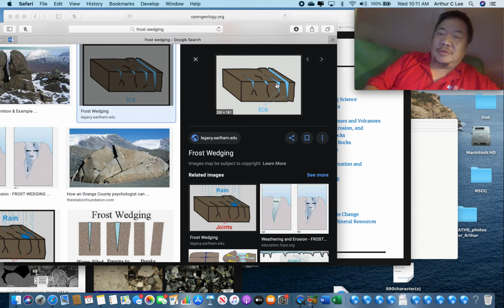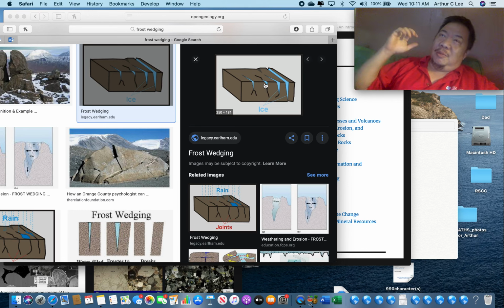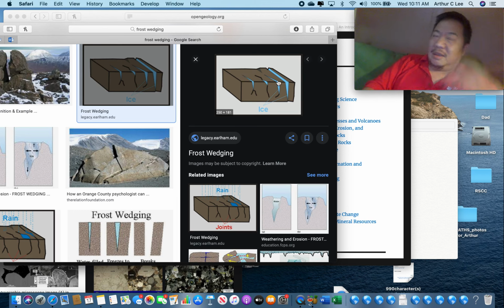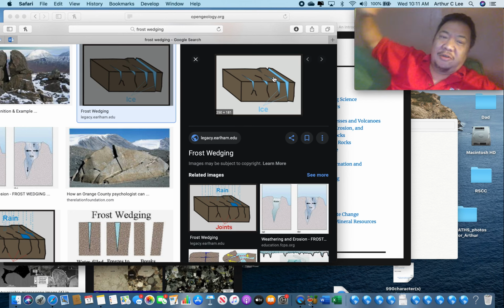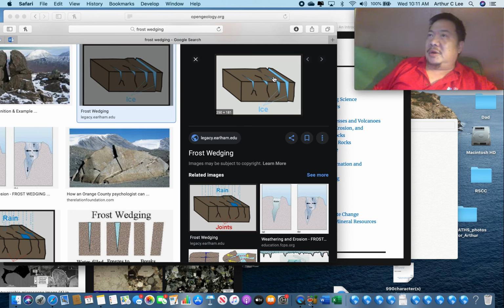You have joints in the rock, which are cracks. Then water gets into those cracks. What happens when you freeze water? Does water expand or contract? Well, that's pretty easy. If you take a glass bottle, and you fill it with water and you put it in your freezer, what's going to happen to that bottle? It's going to break apart, right? Well, the same thing happens with frost wedging. The water gets into the cracks of the rock, and then when it gets cold enough, it freezes and it tears apart the rock. Frost wedging can break apart rocks. It can mechanically weather rocks.